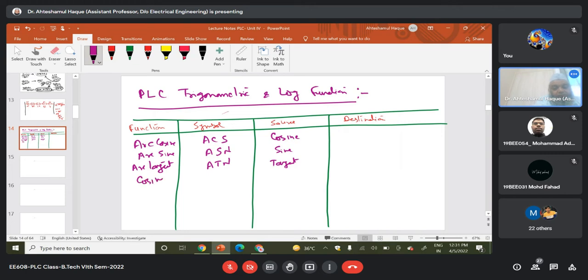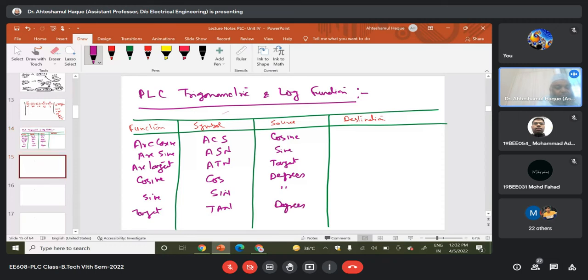Then I have cosine. Cosine में I have cos and this is degrees. Then I have sine. Our symbol is sin, again degrees. Then I have tangent, our symbol is tan, again degrees.